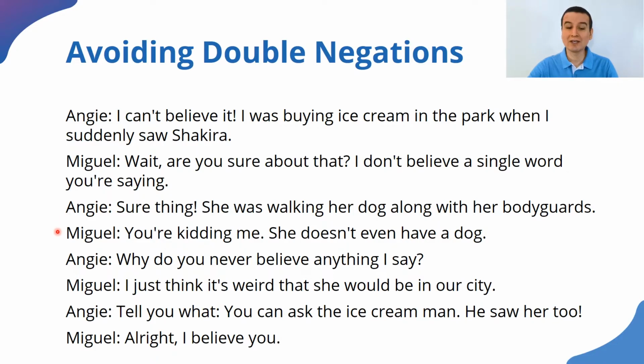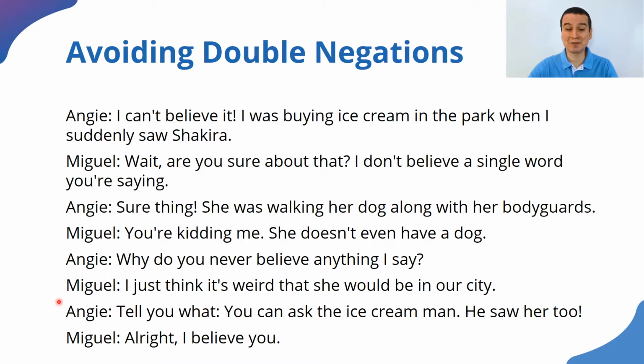Miguel says, "You're kidding me. She doesn't even have a dog." Angie says, "Why do you never believe anything I say?" Miguel says, "I just think it's weird that she would be in our city." Angie says, "Tell you what, you can ask the ice cream man. He saw her too." "All right, I believe you," says Miguel.